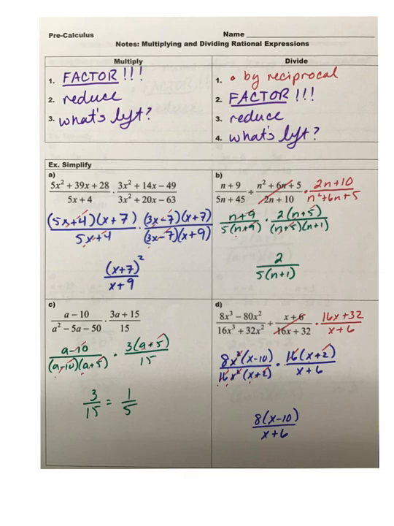Dividing, remember, we're dividing fractions, so they act just like numbers. The first thing you want to do is to multiply by the reciprocal. Then it becomes a multiplication problem, so we go back to these three steps. Factor, reduce, what's left. All right, so here's our example A. We're going to factor these.